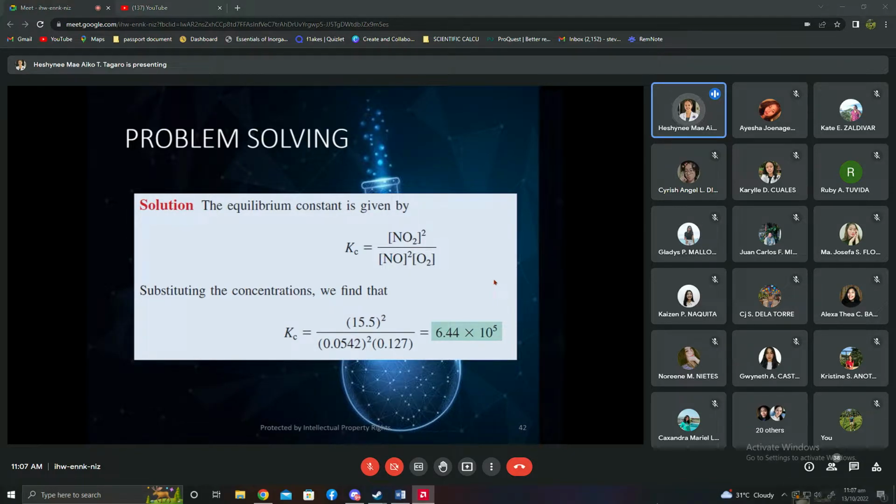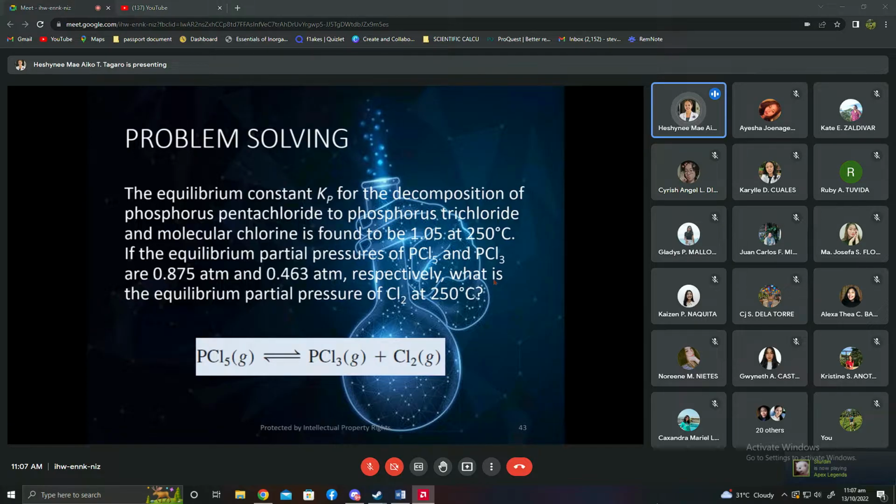Another problem. This time, this involves partial pressure. The equilibrium constant Kp for the decomposition of phosphorus pentachloride to phosphorus trichloride and molecular chlorine is found to be 1.05 at 250 degrees Celsius. If the equilibrium partial pressures of PCl5 and PCl3 are 0.875 atmosphere and 0.463 atmosphere respectively, what is the equilibrium partial pressure of chlorine at 250 degrees Celsius?